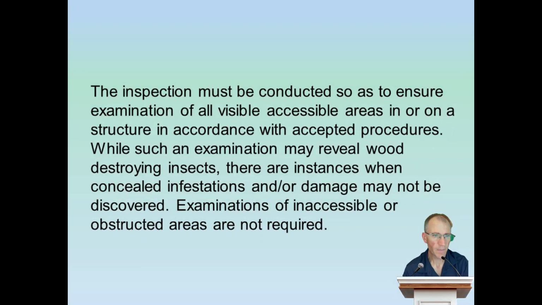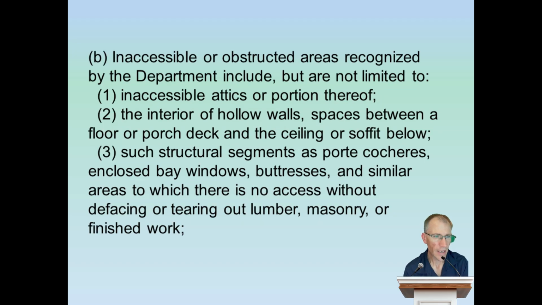The inspection must be conducted so as to ensure examination of all visible, accessible areas in or on a structure in accordance with accepted procedures. While such an examination may reveal wood-destroying insects, there are instances when concealed infestations and/or damage may not be discovered. Examinations of inaccessible or obstructed areas are not required. B. Inaccessible or obstructed areas recognized.